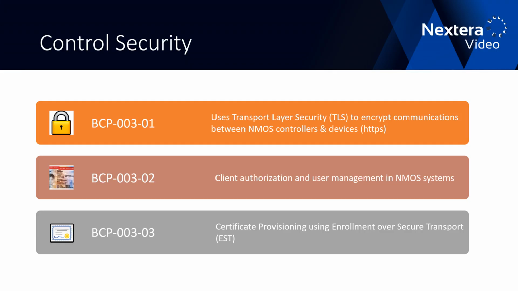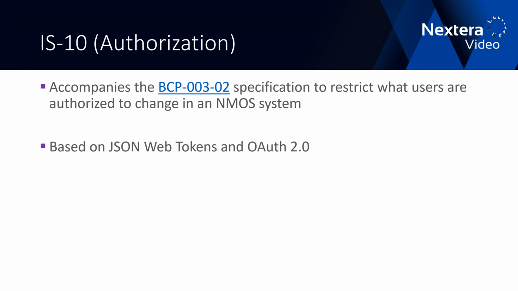There's also a lot of work being done for authorization of users, to make sure that you have to be authorized to actually log into this IP network and do your switching through NMOS. And then there's also certificates that we're using. In addition, there's also authorization, which is IS-10. So this is essentially specifying how we are going to authorize the users. What's the method of authorizing users within this IP network?